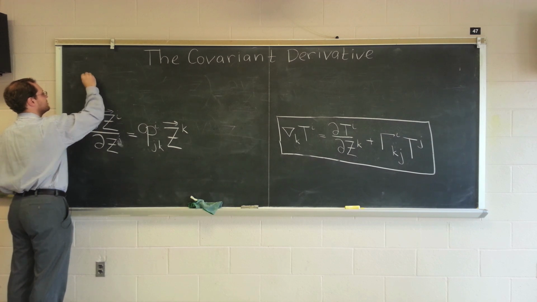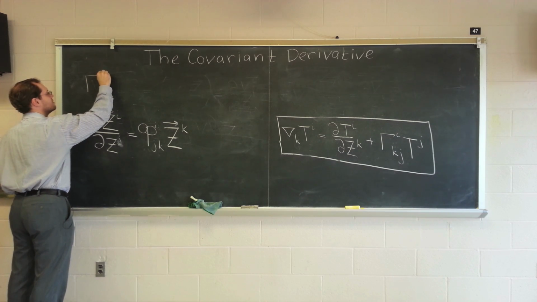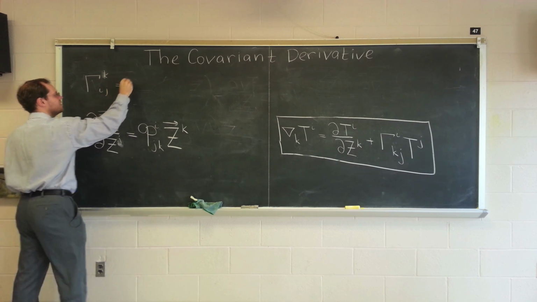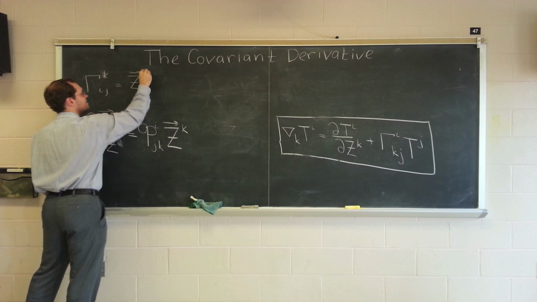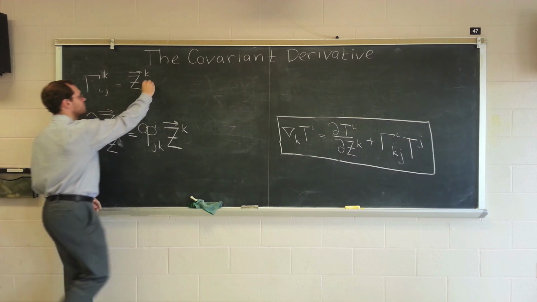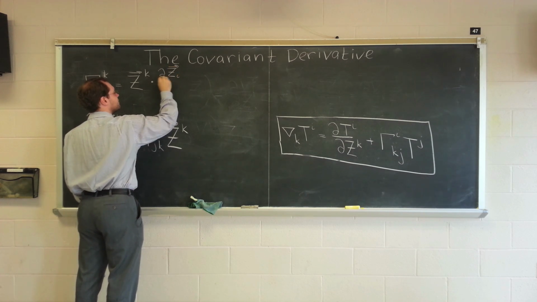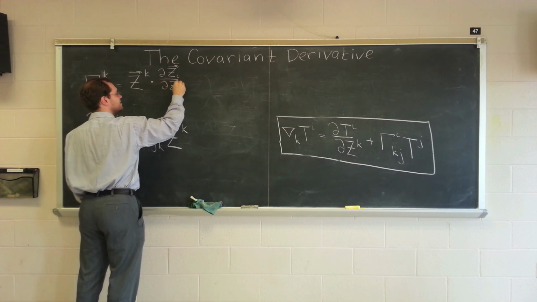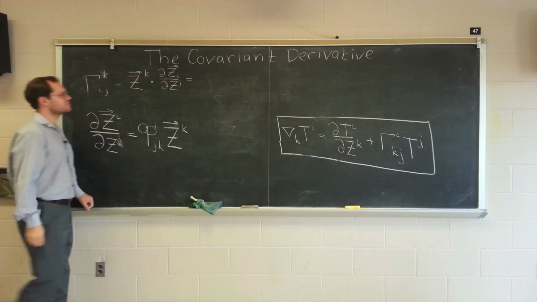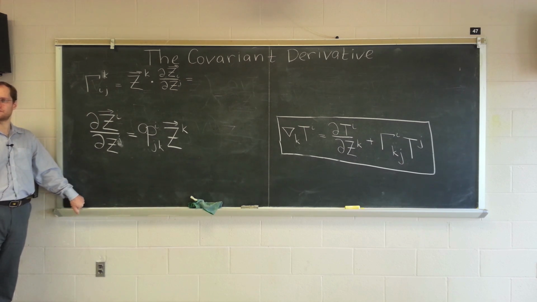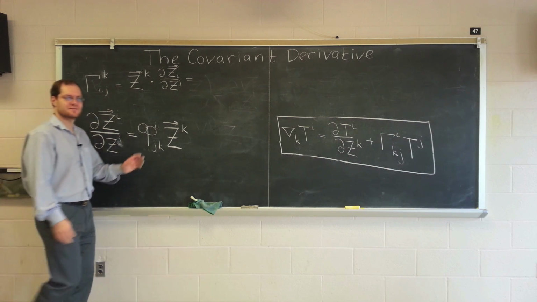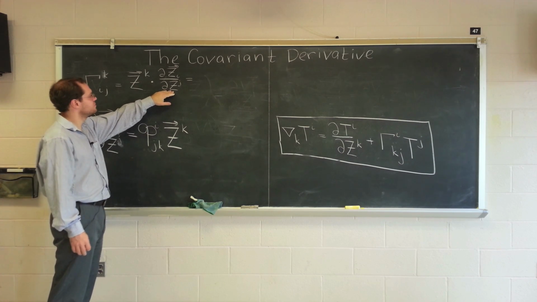So let me write down the definition of the Christoffel symbol. Gamma K I J equals Z K dotted with D Z I D Z J. Everybody remembers this? That's the definition of the Christoffel symbol, more or less, essentially. Because that's how you recover components of a vector.